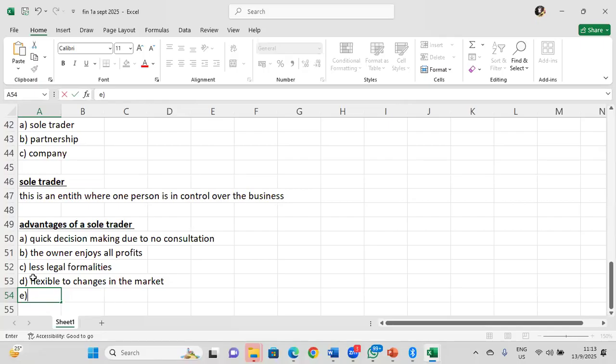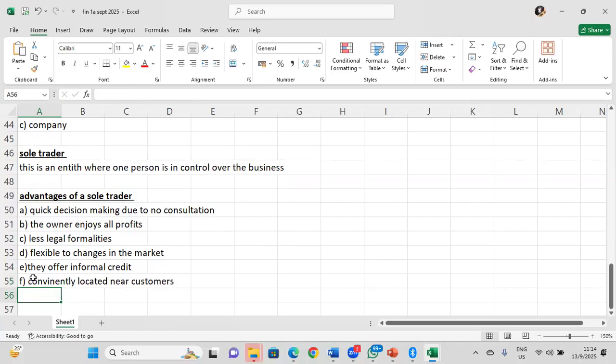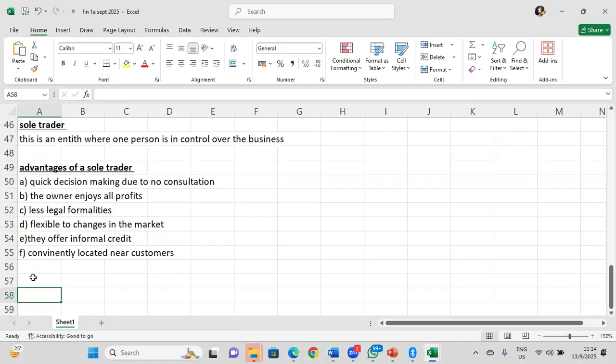Besides that, a sole trader business can offer informal credit to customers, to well-known customers. We can also talk about being conveniently located, located near customers. They operate long hours. So there are quite a lot of advantages. All these are some of the benefits of this business we call a sole trader.